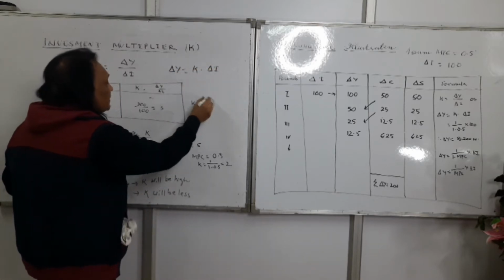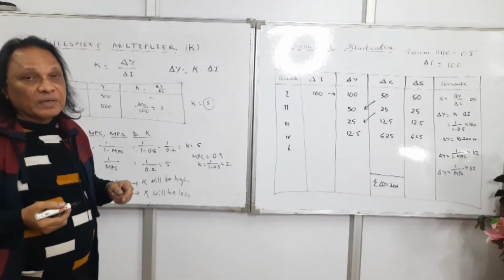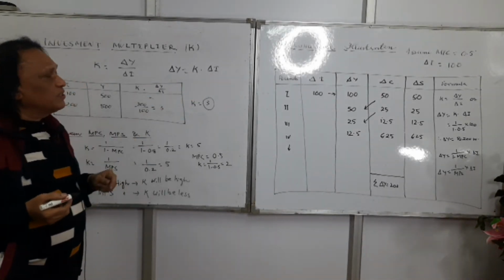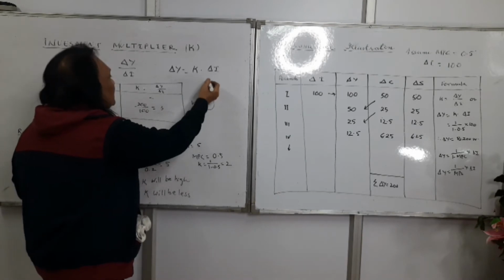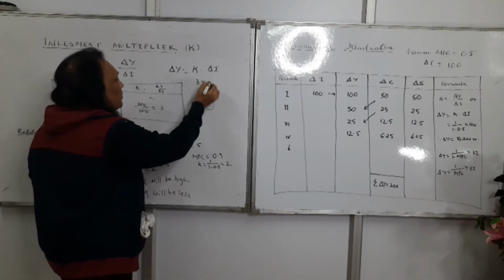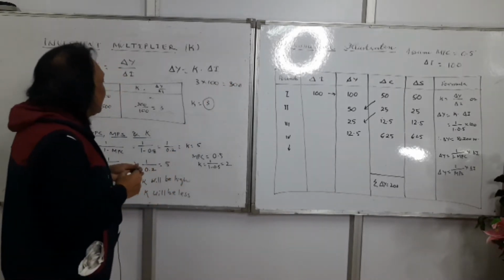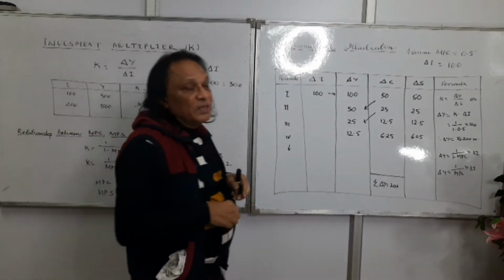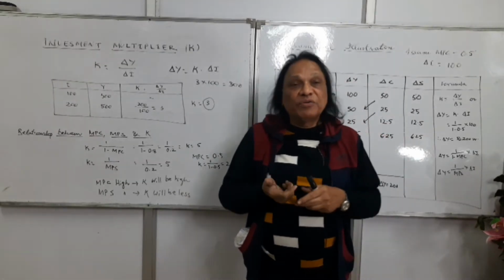So what exactly is K? K is just a number with which we multiply the change in investment to get change in income. In this case, K is 3 and change in investment is 100. So that means in the economy, the income has gone up by 300 crores. So there are two formulas here. What is the investment multiplier? It is the ratio of change in income to change in investment.